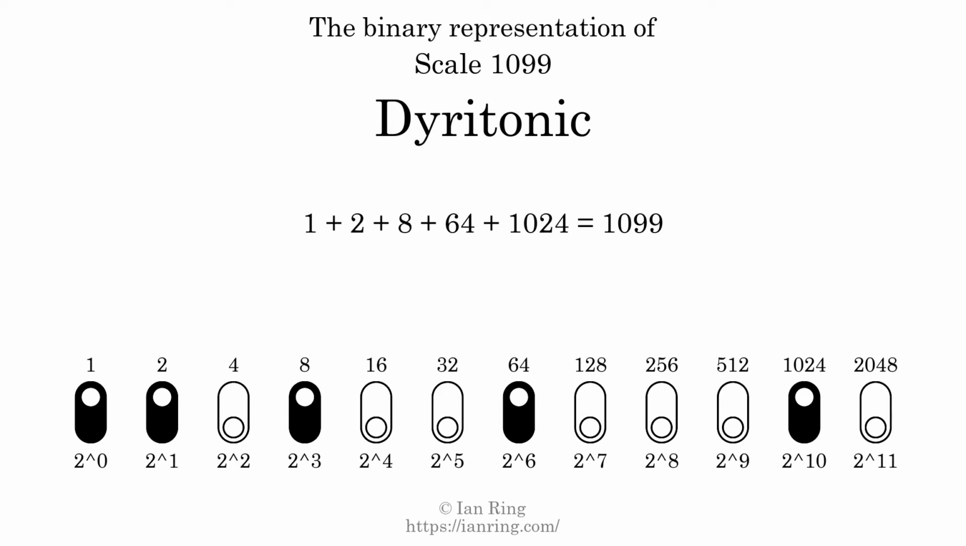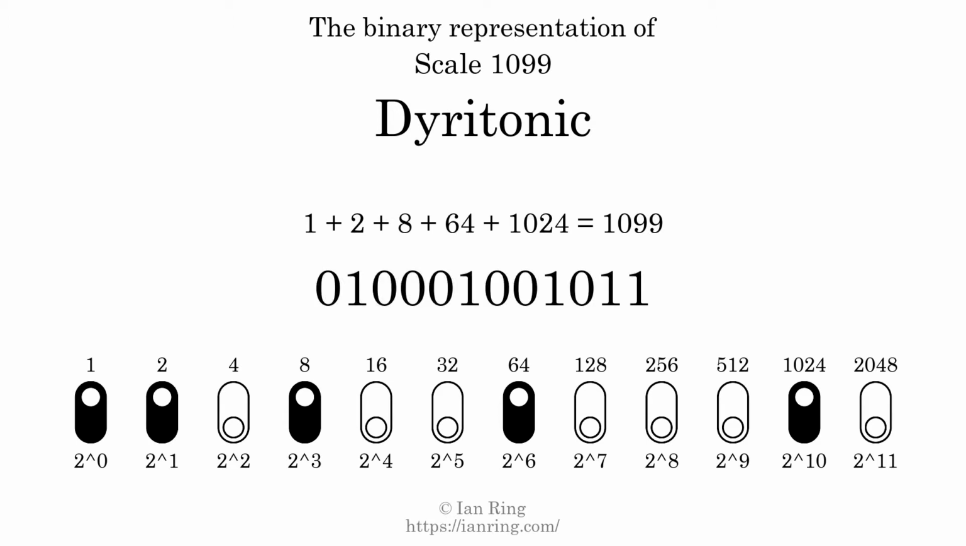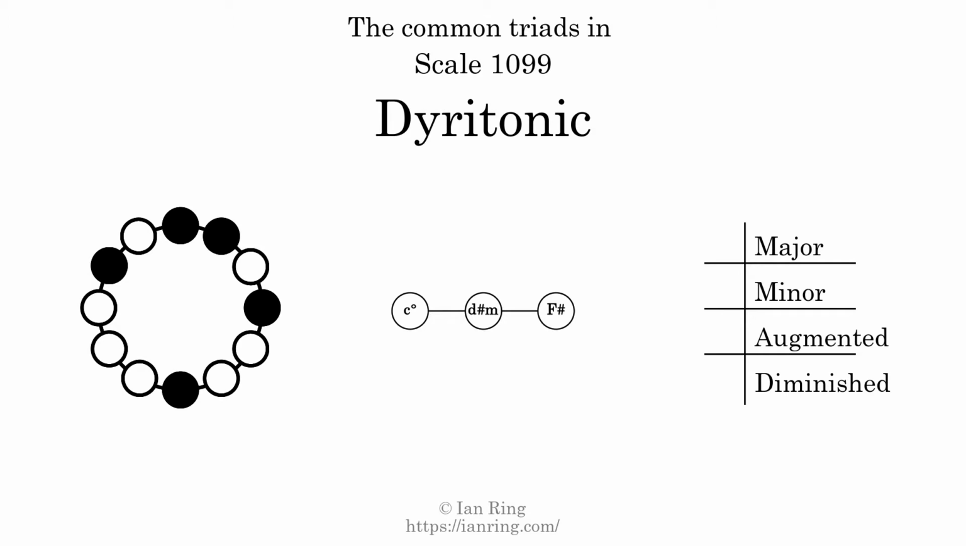The scale number not only enumerates the scale with a unique index, but it also literally describes the tonal content of the scale. Represented as a binary number in base 2, the scale number is 01000100111. Here are the common triads present in this scale.